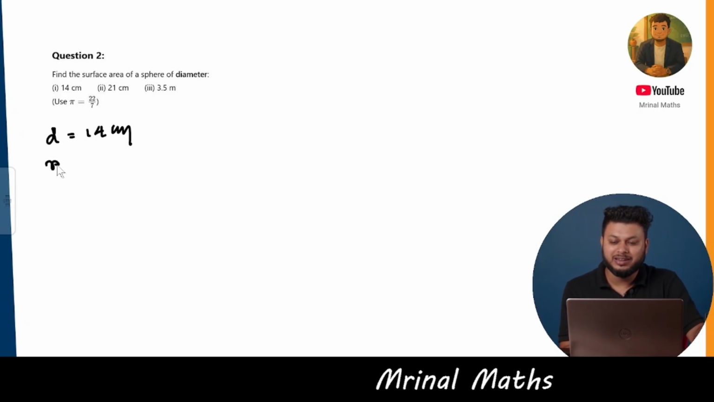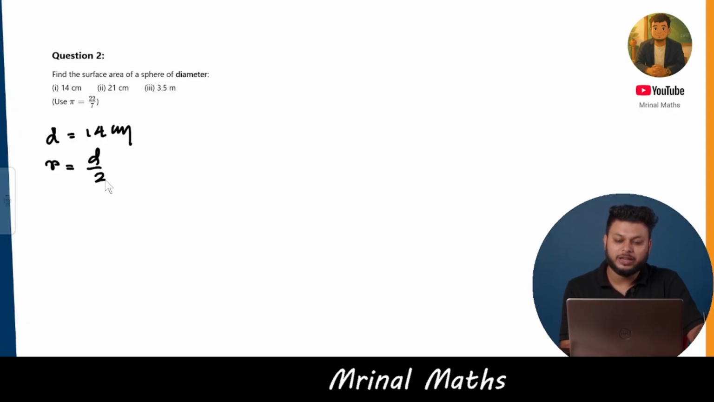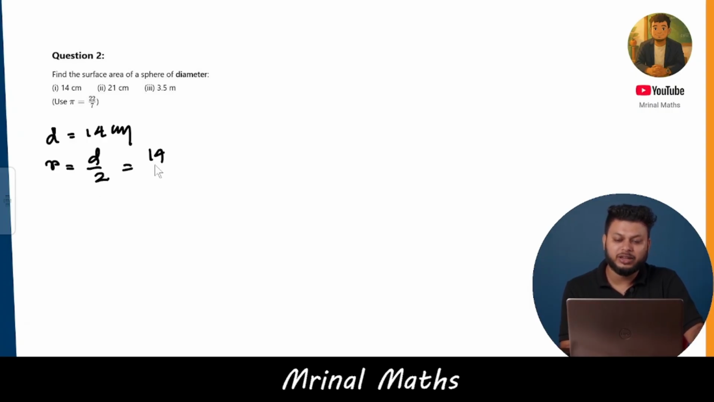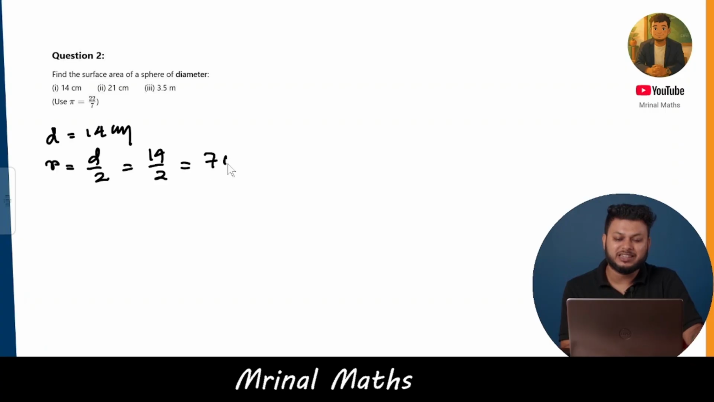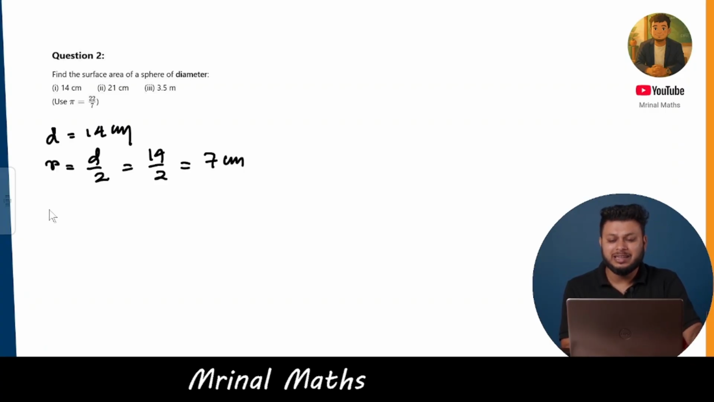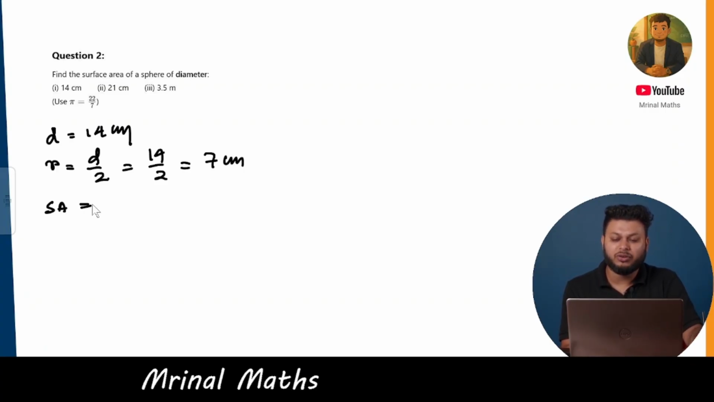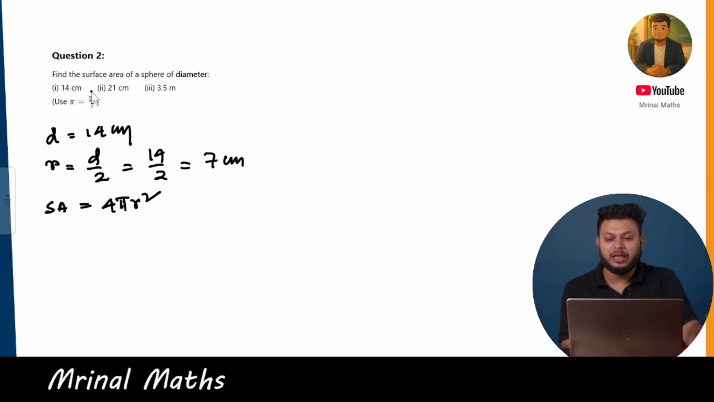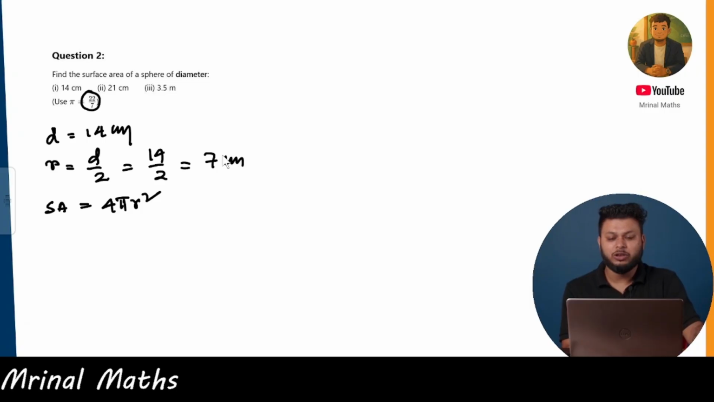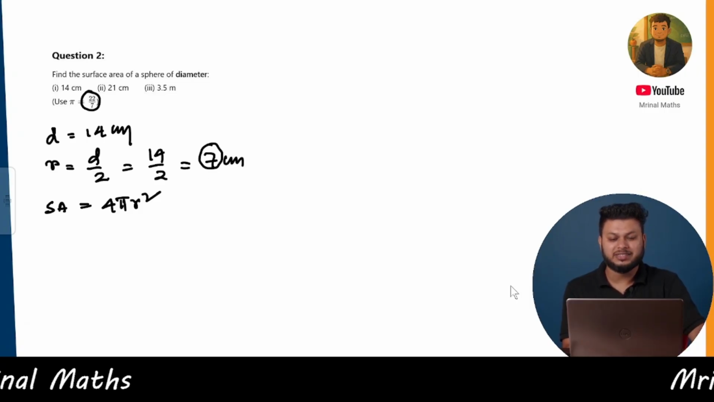So we know radius is equal to diameter by 2, that is 14 by 2, which is 7 centimeter. Now it's quite easy by applying the surface area of a sphere, which is 4 pi r square. You know the pi value, which is 22 by 7. You know the radius as well, which is 7 centimeter.